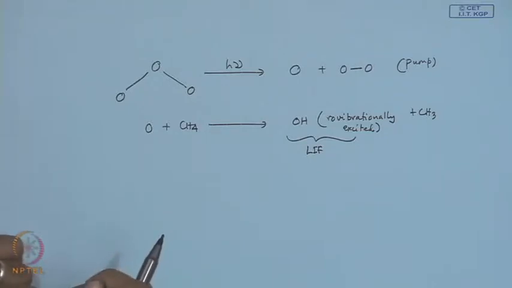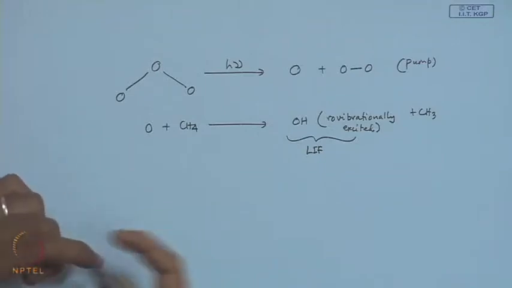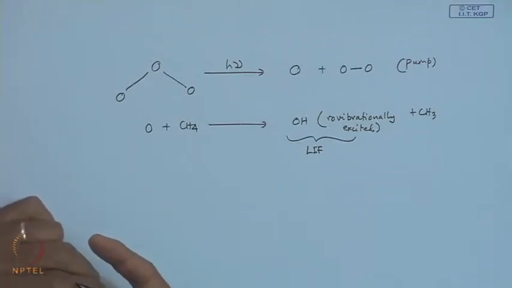In some cases rotational states can also be selected with the help of the pump-probe method. But the point is that the vibrational level is very difficult to pick up selectively. We can take the help of the pump-probe method to selectively excite certain levels.